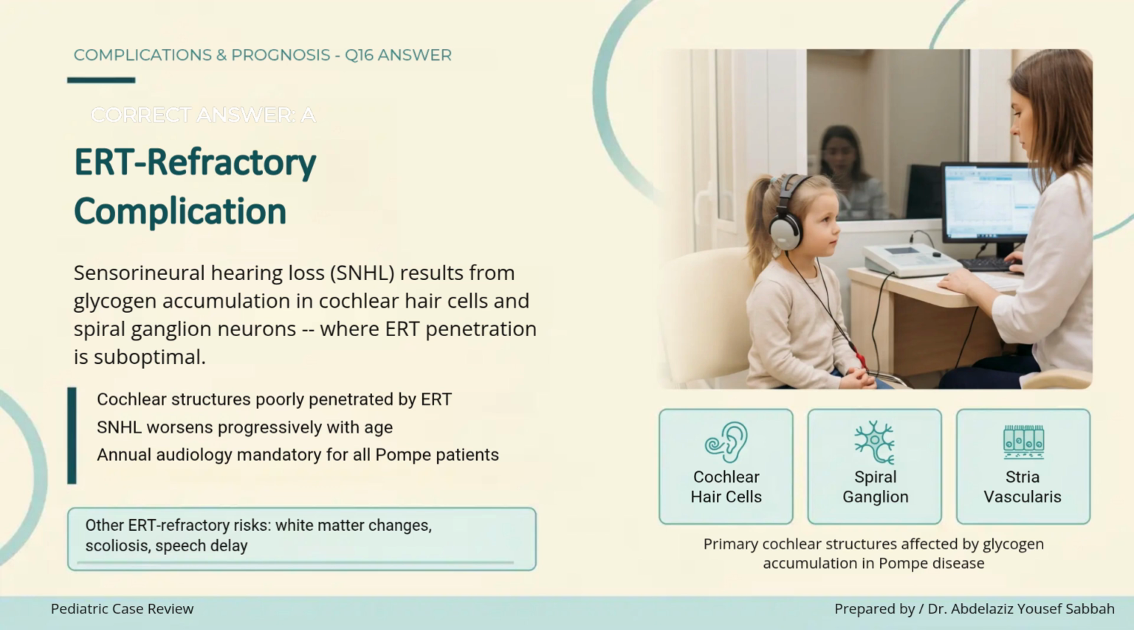The hearing loss is sensory neural, and it results from glycogen accumulation in the cochlear hair cells and the spiral ganglion neurons. These cochlear structures are poorly penetrated by enzyme replacement therapy, so this is considered an enzyme replacement refractory complication. Because the therapy does not reach these structures well, the sensory neural hearing loss tends to worsen progressively with age, which is why annual audiology assessment is mandatory for all Pompe disease patients. Other complications that are similarly refractory to enzyme replacement therapy because of poor tissue penetration include white matter changes in the brain, scoliosis, and speech delay.